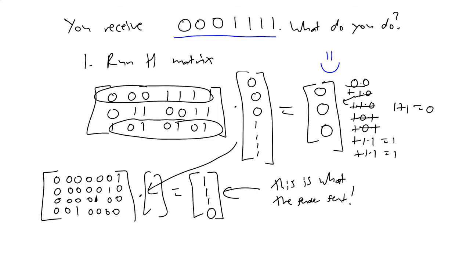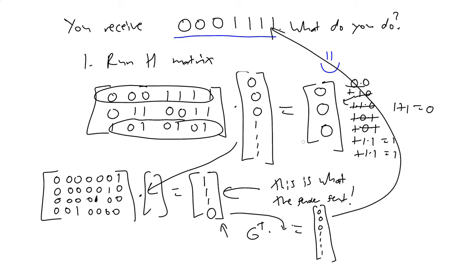And I will not do this on video, but I will give you the opportunity to do so. If you take that thing right there and you multiply G transpose by it, you will, yea verily, get 0, 0, 0, 1, 1, 1, 1, which is, in fact, the 7 bits that we got over the wire. Okay? So that's an example of a happy case.